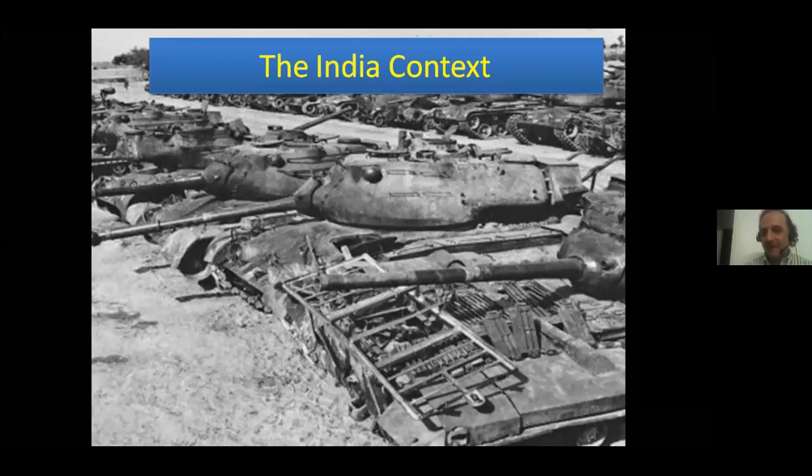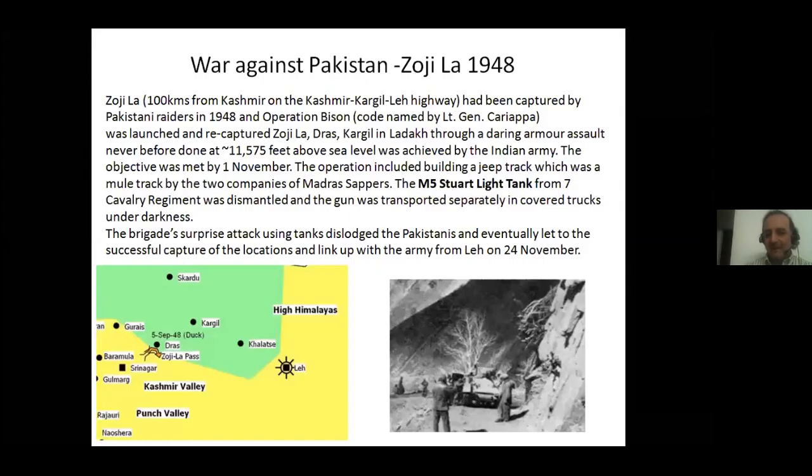So first, let's take a look at the war against Pakistan in '48. The fight takes place in Zojila Pass here, a key junction which the Pakistanis have occupied. The initial operation, Operation Duck, by the 77th Brigade, did not succeed. But it was renamed Operation Bison by Lieutenant General Kariappa, and here it recaptures Zojila Pass and the Dras and Kargil sector. From the map, you can see it's a line of hill territory into Ladakh, and to evacuate the Pakistanis, made them go back and take back what they had achieved.